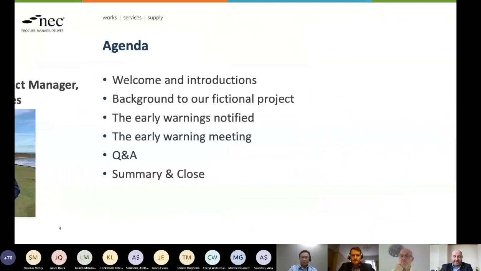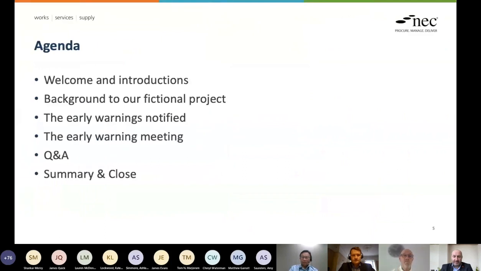Okay, so in terms of the agenda for the session, we've obviously done the welcomes and introductions. We're then going to look at the background to our fictional project on which the early warning meeting is to take place. We're then going to look at the early warnings that have been notified, and then in turn, have a meeting or a mock meeting to discuss them, to try to resolve them.